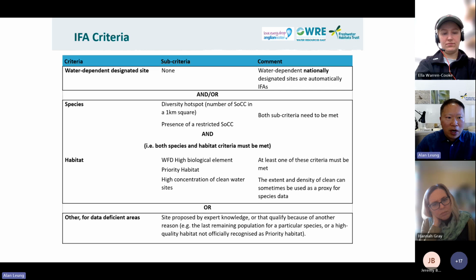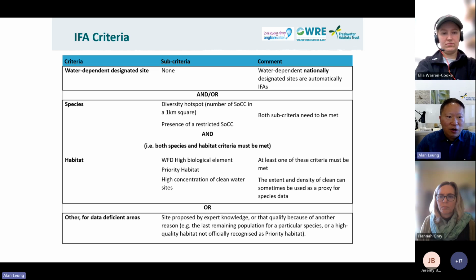The first important criterion is water-dependent designated sites. Those sites should have national status. All nationally designated sites are automatically included as important freshwater areas. You may want to know about locally important sites: they are included if they fulfill the following two criteria.